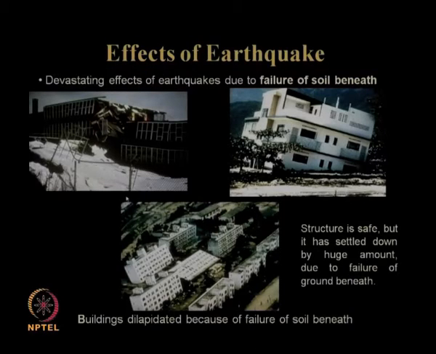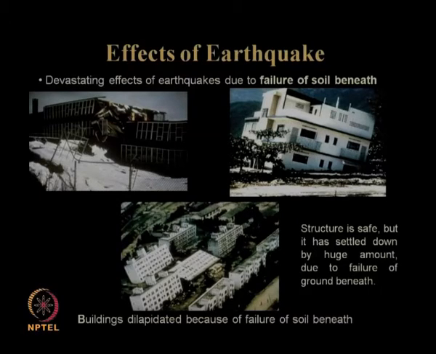This is another picture which shows the devastating effects of an earthquake due to failure of the soil below the ground. This is the failure of the soil, which finally makes the structure standing on that soil collapse. This is another picture you can see. This is the soil failed during the earthquake process. Though the superstructure was very correctly designed, due to the failure in the soil it tilted and settled enormously. So, it took a final shape like this.